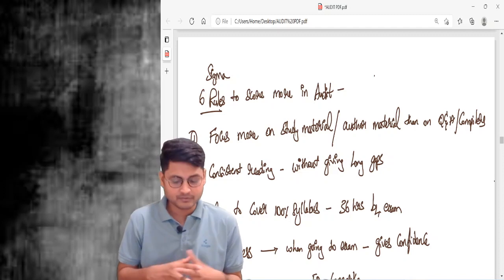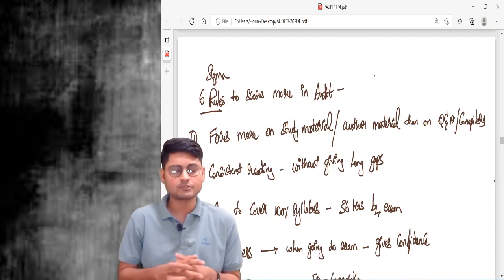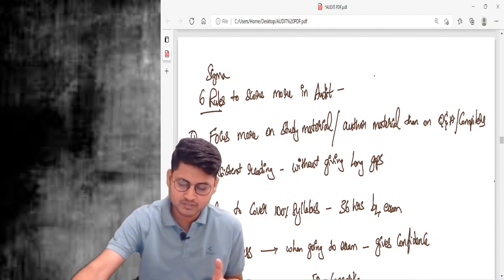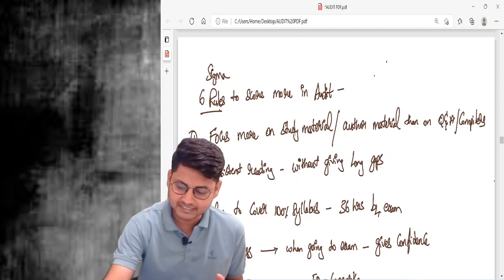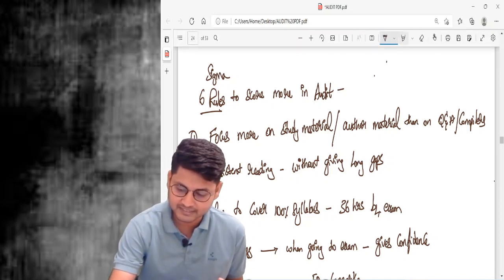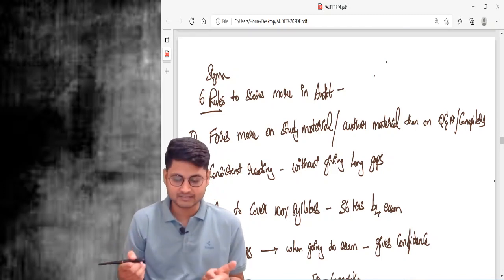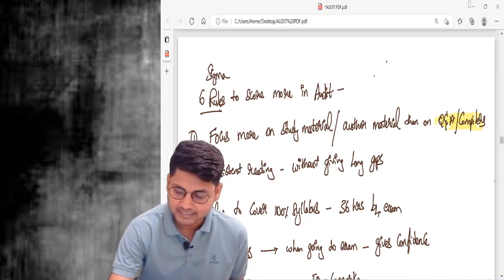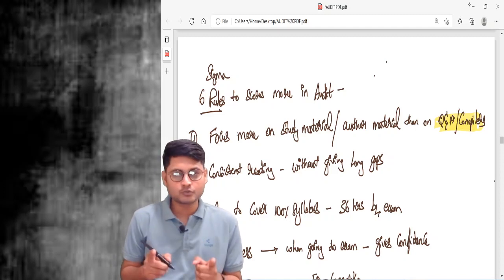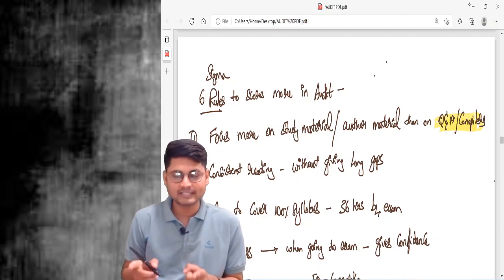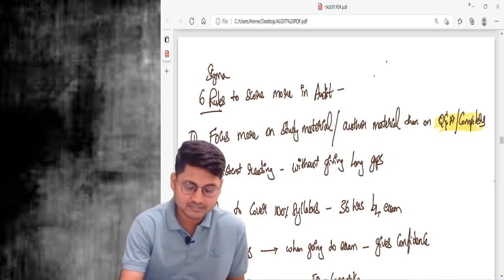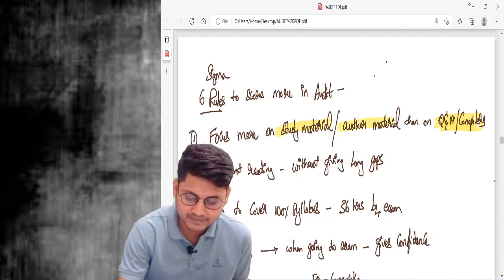Point number 1: focus more on study material than focusing more on Q&As and compilers. So question and answers or compilers. Say no to spending more time on Q&As or compilers. Spend more time on study material or whatever other material you follow.